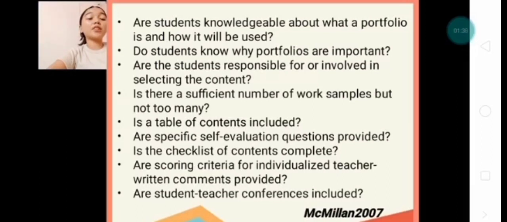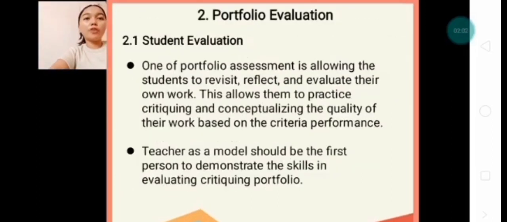This is according to Macmillan 2007. These questions can help us as future teachers who will be the ones to give the instructions to the students. This can really help us for future purposes, and I hope you have taken notes because this is very essential for our future professions. Okay, so let's move on to the portfolio evaluation.